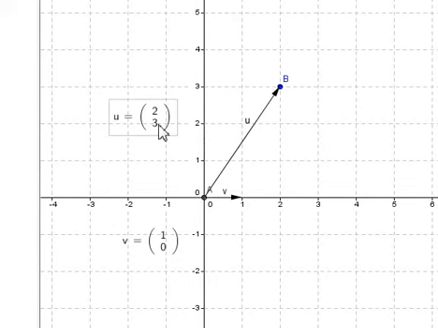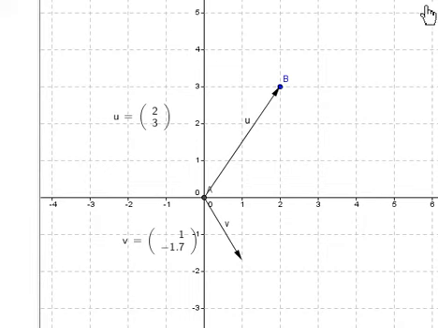interpretation of it. So here we have the vector of coordinates 2 and 3, u, and v of coordinates 1 and t. So we have a family of vectors, and one of these vectors, when t equals 1.5, is parallel to vector u. But this is solved empirically, and we want to solve this problem algebraically.